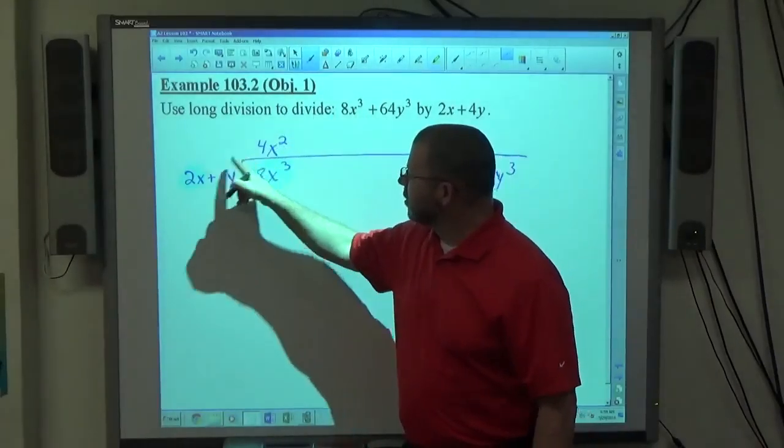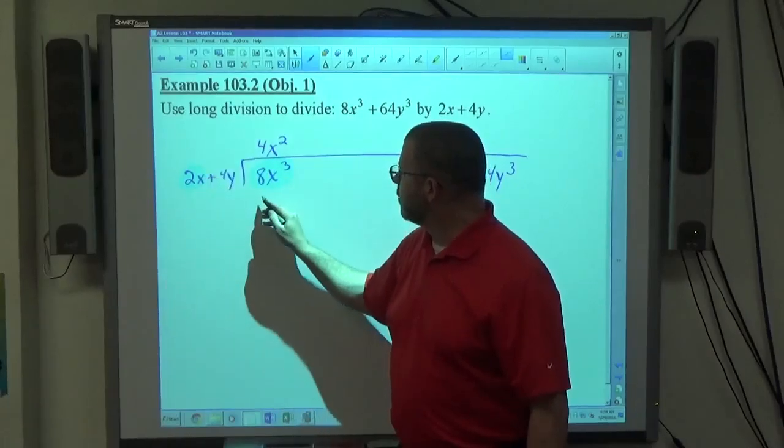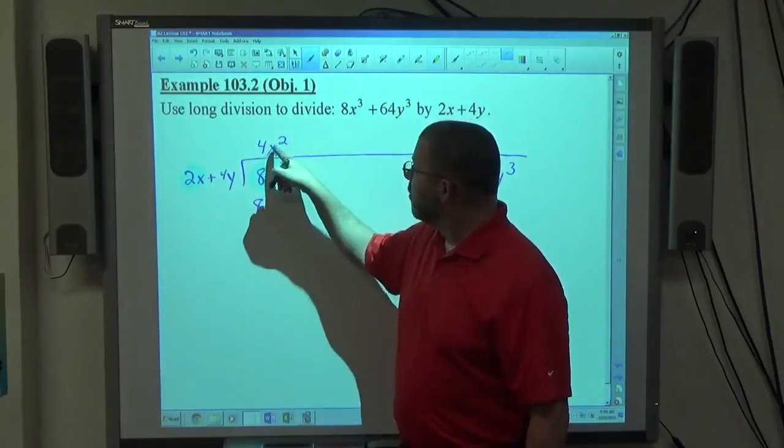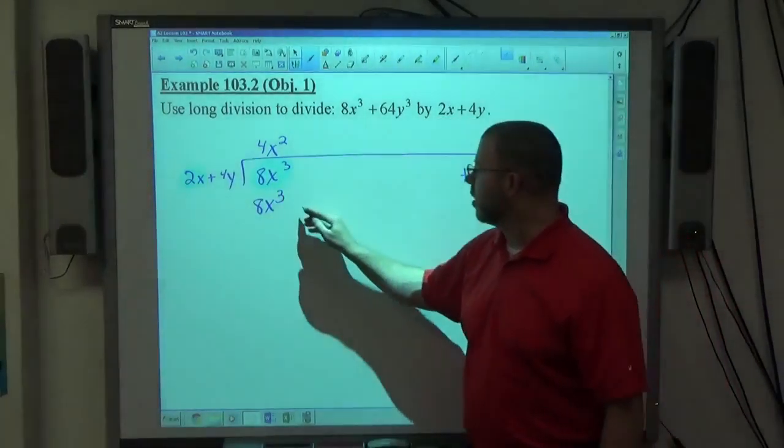We multiply answer times the entire divisor. Again, we only divide by the first, we multiply by both. 4x squared times 2x makes 8x cubed. 4x squared times 4y makes 16x squared y, which is not a y cubed term, so it's going to go in the gap.